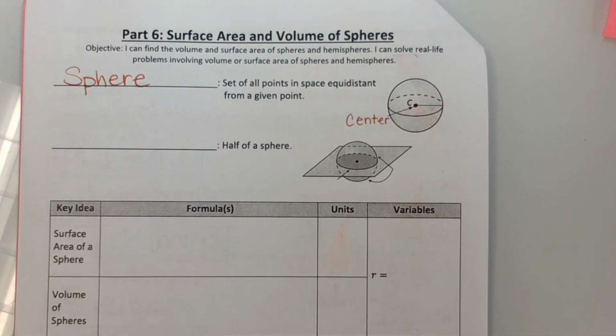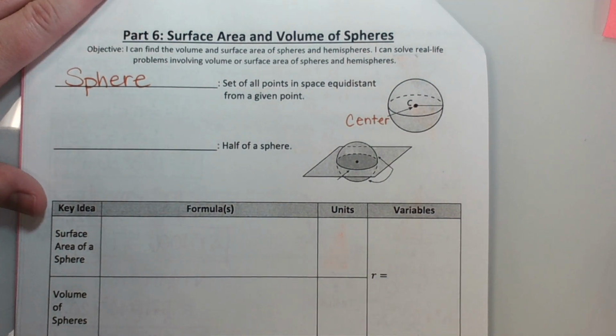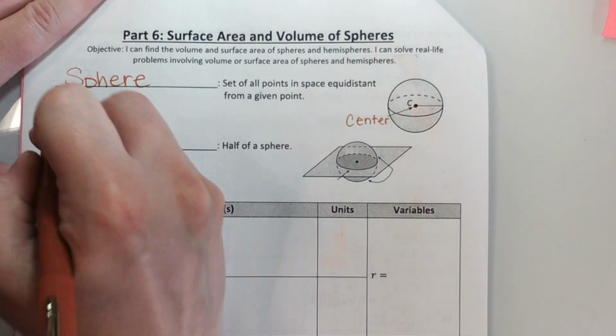This is a very similar definition to circle. The only difference is that a circle references 2 dimensions, while a sphere is 3-dimensional. We're also talking today about half spheres, which are known as hemispheres.